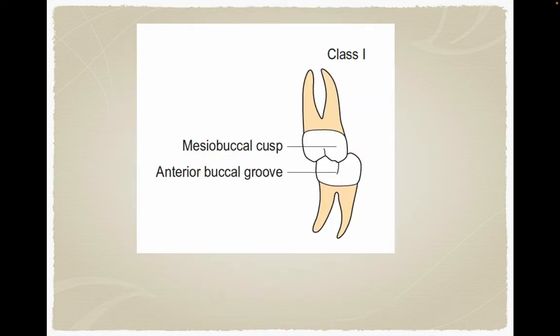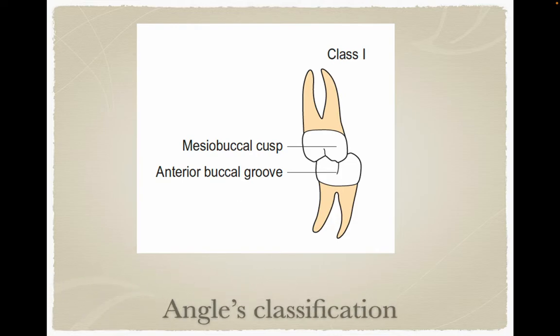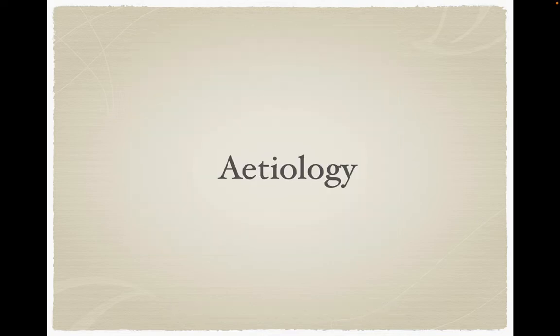However, don't confuse that with the American way of defining malocclusion, in which they use the molar relationship. That is Angle's classification of malocclusion, where the mesiobuccal cusp of the upper six occludes in the buccal groove, or mesiobuccal groove, of the lower six. That's what we call Angle's class 1.